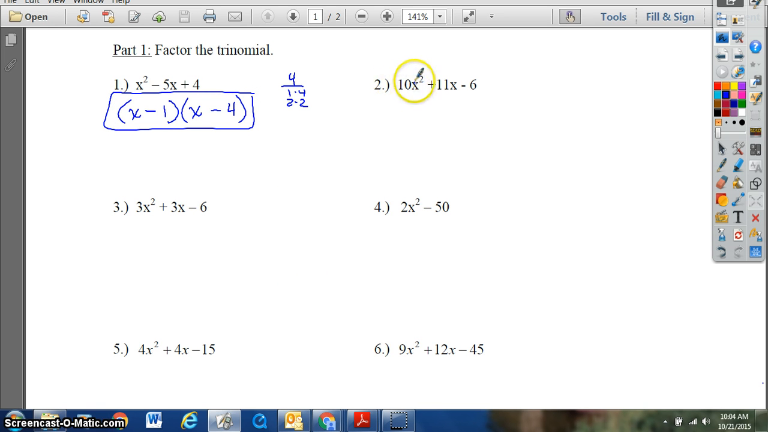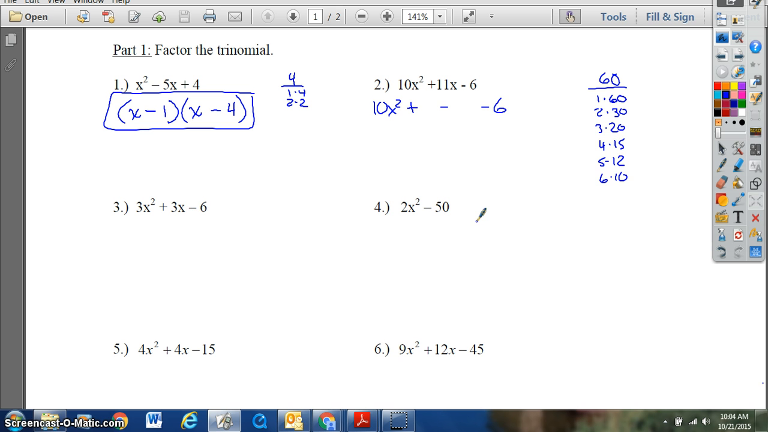Leading coefficient is not 1, so I need to do Texas method. There is no GCF of 10, 11, and 6. So what I'm going to have to do is 10 times 6, which is 60. And if I list these quick, if I don't forget any, 3 times 20, 4 times 15, 5 times 12, 6 times 10, and that should be all of them. So I have 10x squared minus 6 on the end. This will be plus minus.